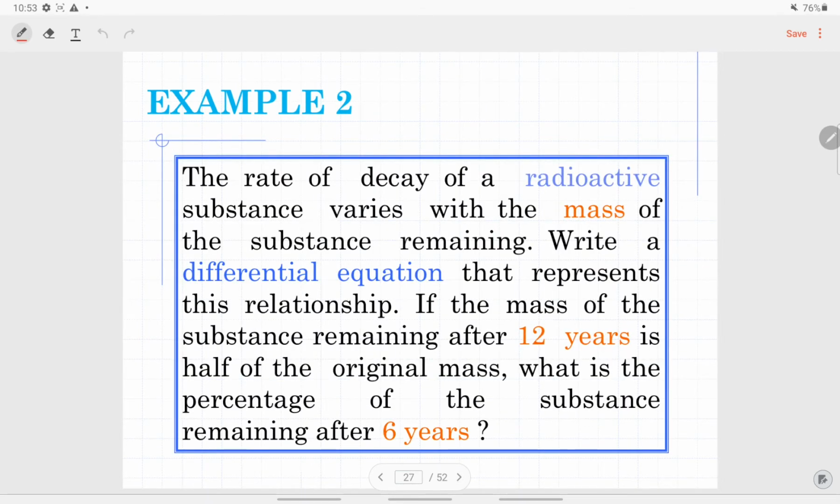In example 2, the rate of decay of a radioactive substance varies with the mass of the substance remaining. Write a differential equation that represents this relationship. If the mass of the substance remaining after 12 years is half of the original mass, what is the percentage of the substance remaining after 6 years?